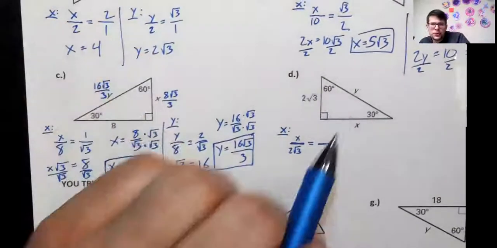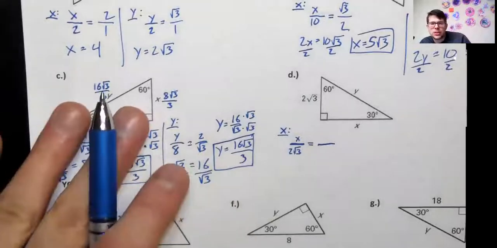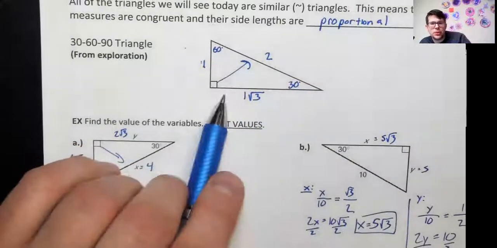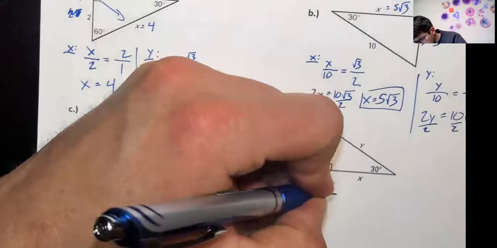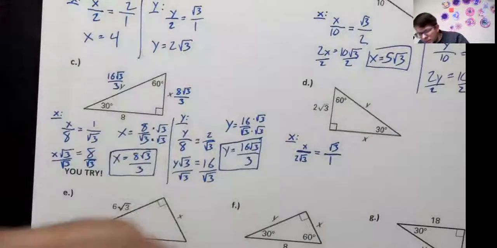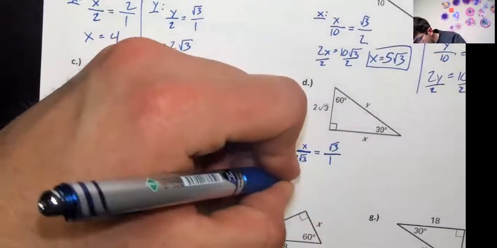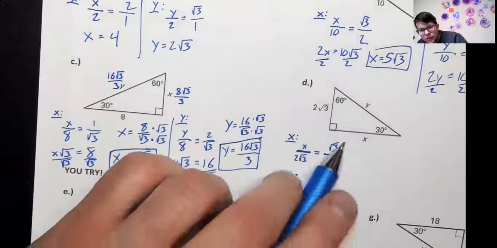What have I chosen? I've chosen my medium length side and my shortest side. So when I come up here to my top triangle, I want to once again use my medium and my shortest. So it's going to be root 3 over 1. And I'm going to cross multiply. X times 1 is going to be x. And here's an interesting one. We're going to see 2 root 3 times another root 3.